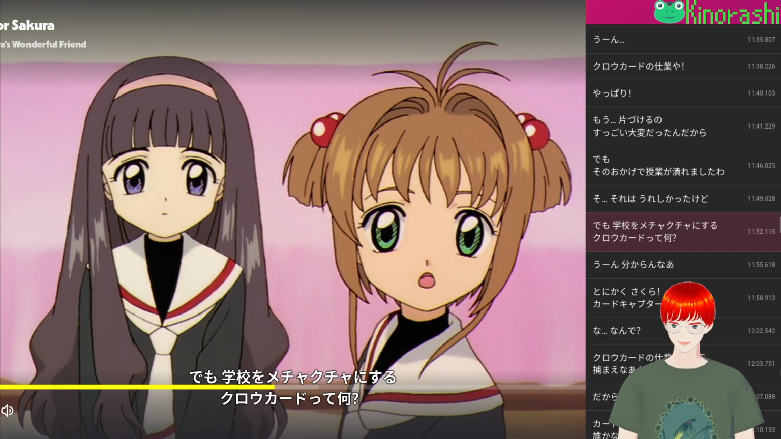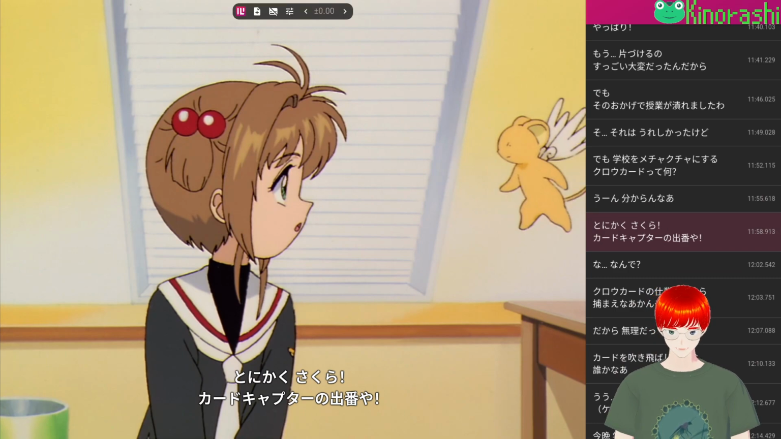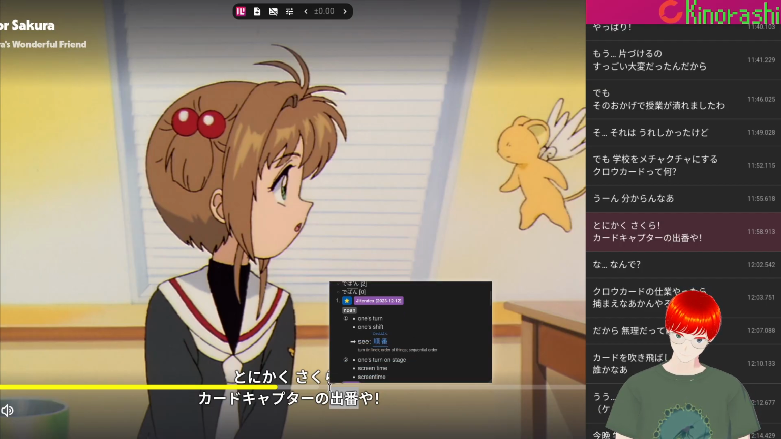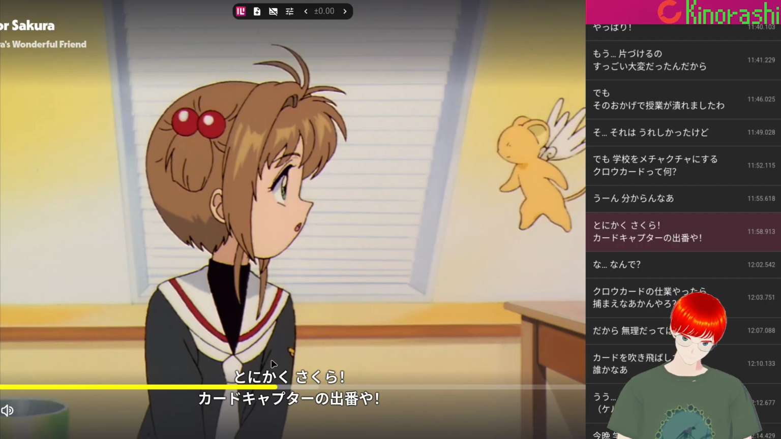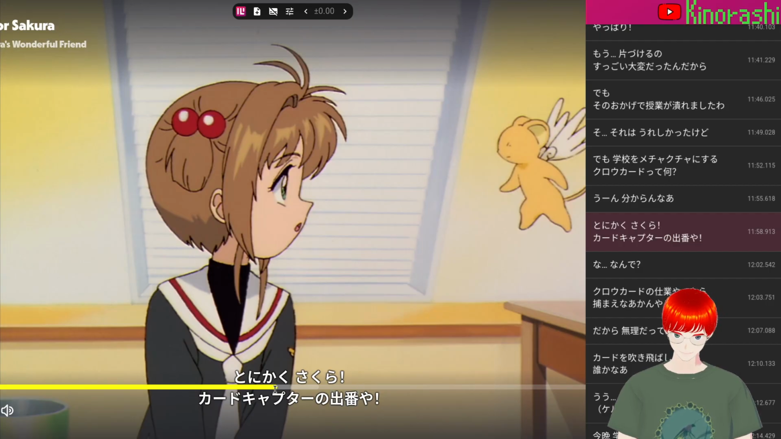Tonikaku Sakura, or ignoring all that, Sakura. So tonikaku Sakura, Card Captor no deban, one's turn. So anyways, Sakura, Card Captor's turn. So it's the Card Captor's turn. Or in other words, anyway, Sakura, it's your turn.